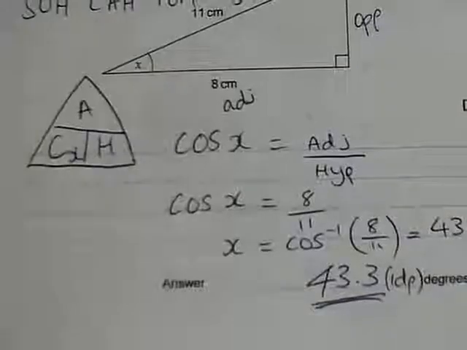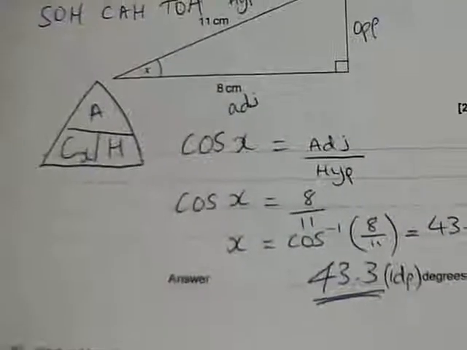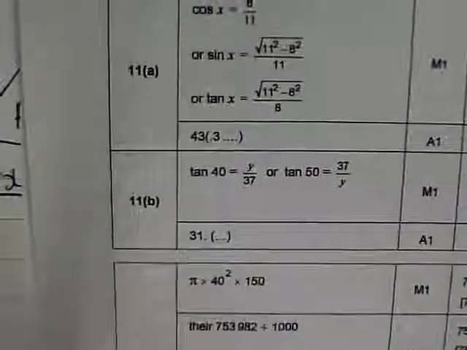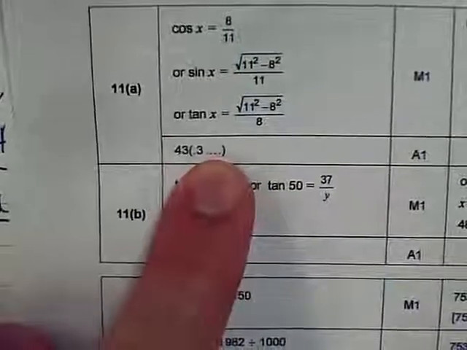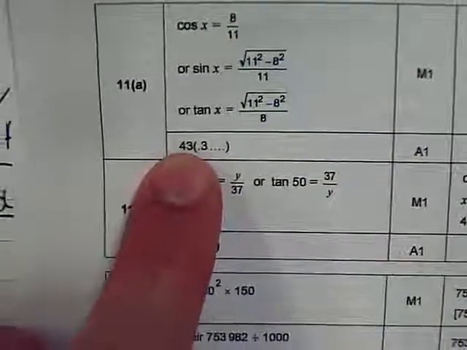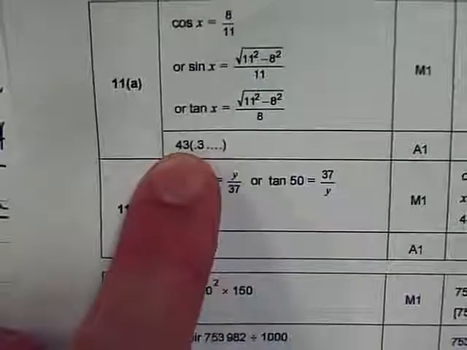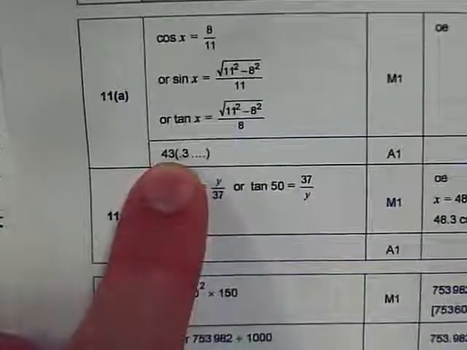If you look at the mark scheme for that one, we can see that the bit in brackets means that you don't need to actually have that bit to get the mark. So if you wrote 43 point something or just 43, you're going to get both marks for that.